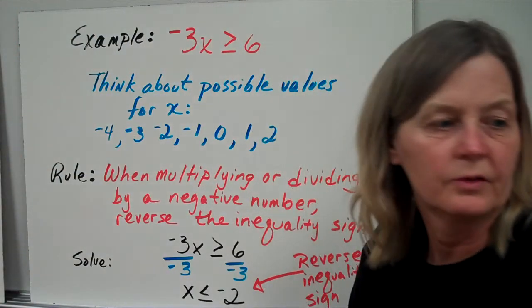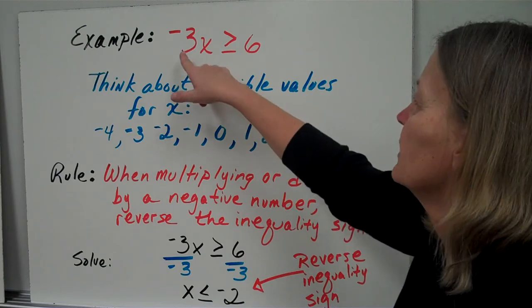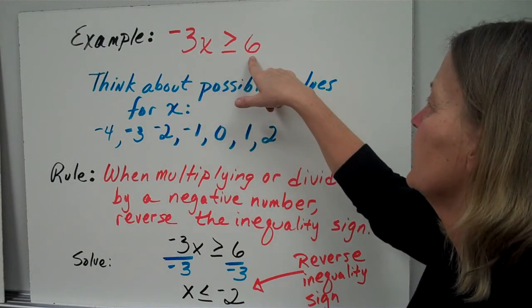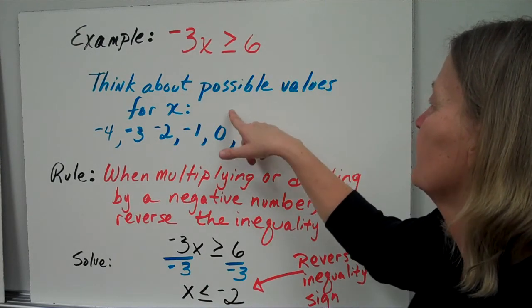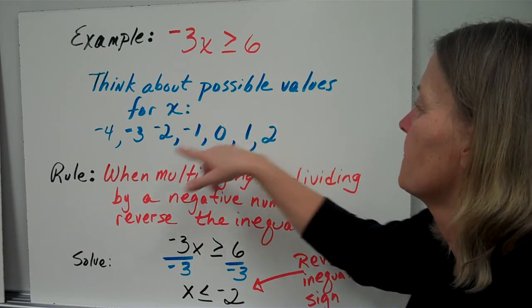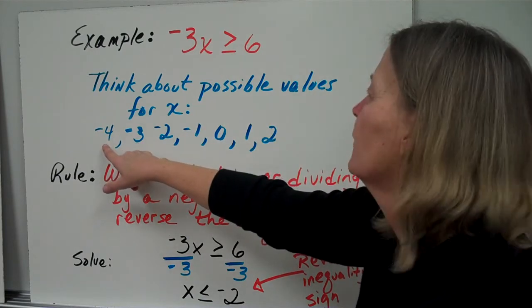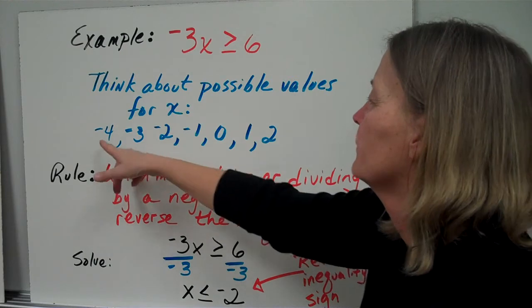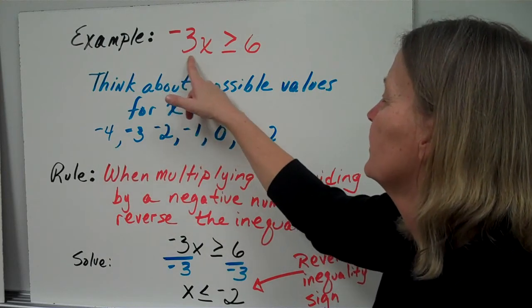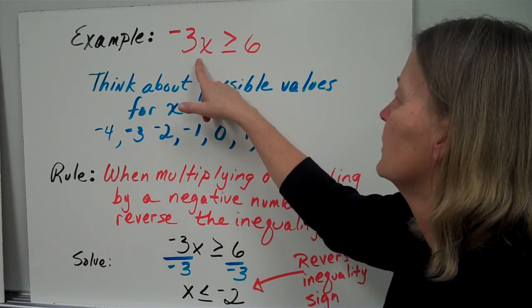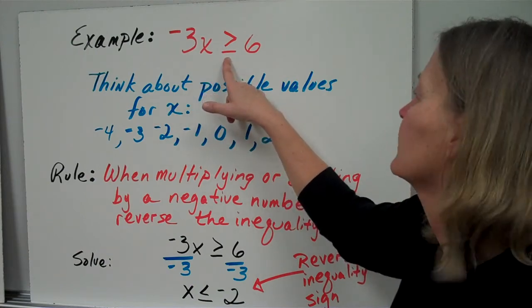I'd like to talk about this example. This example is -3x is greater than or equal to 6. Let's look at some possible values for x. Let's think, would -4 make this inequality true? -4 times -3 is a positive 12. Is 12 greater than or equal to 6? Yes.